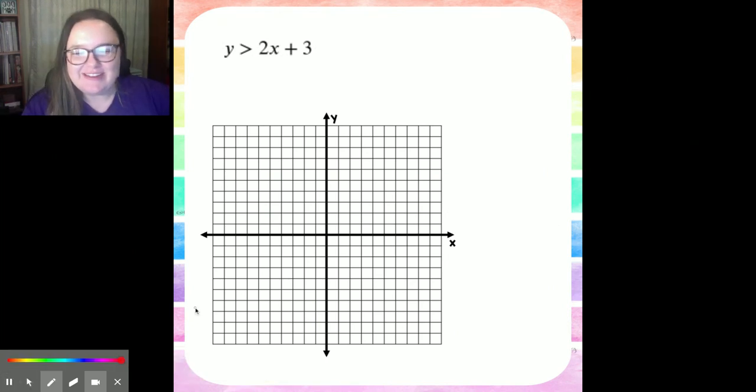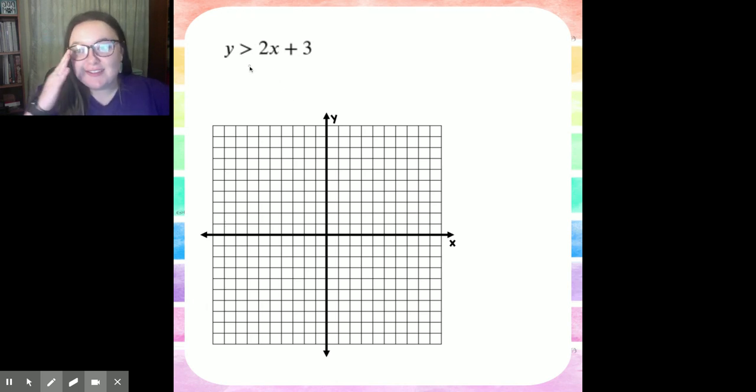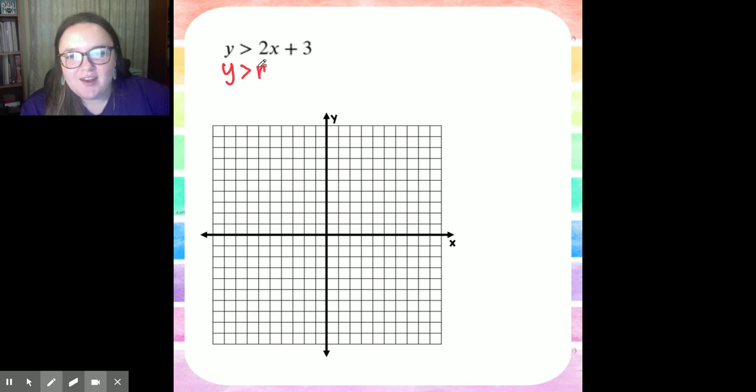All right, so here it is, our last slide that we're doing together in this video. It looks like another inequality, and it is also y is greater than mx plus b. So it's still in that slope-intercept form, right? My m and my b. But I do want you to take note of this inequality sign.